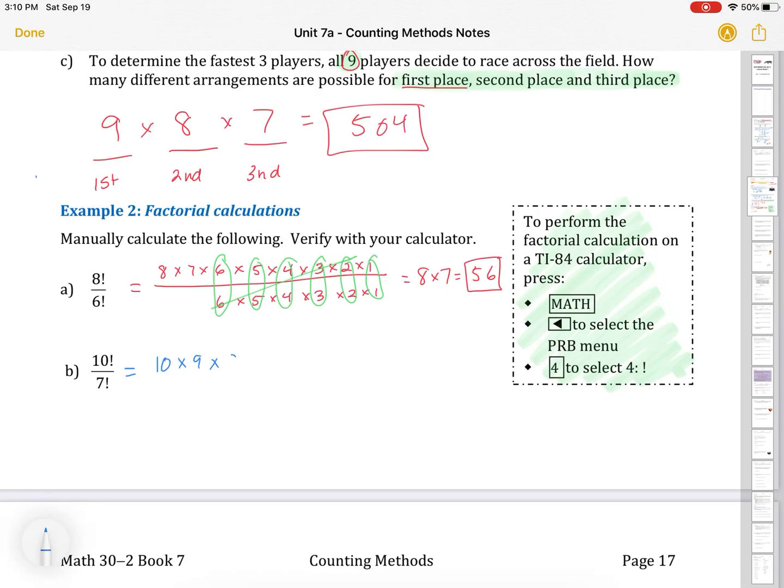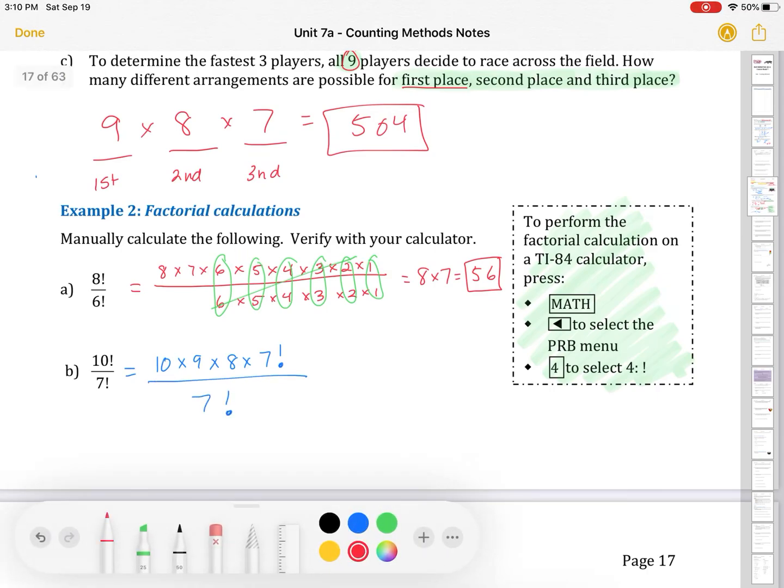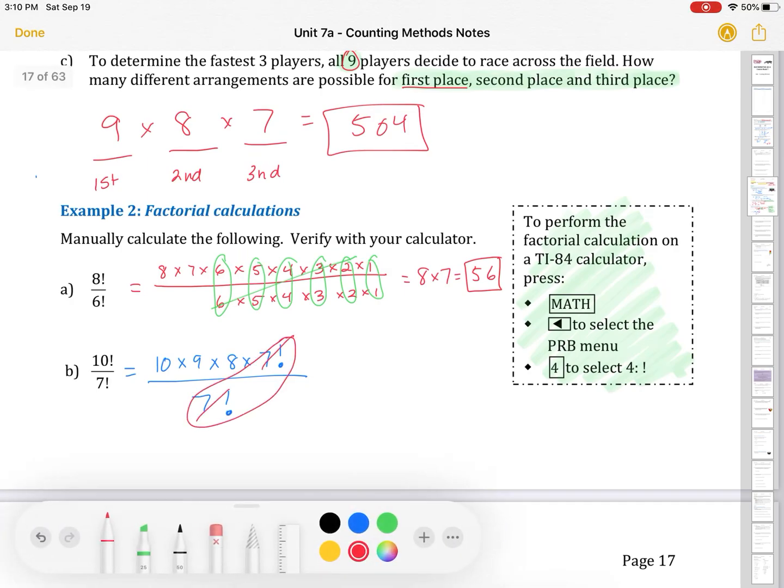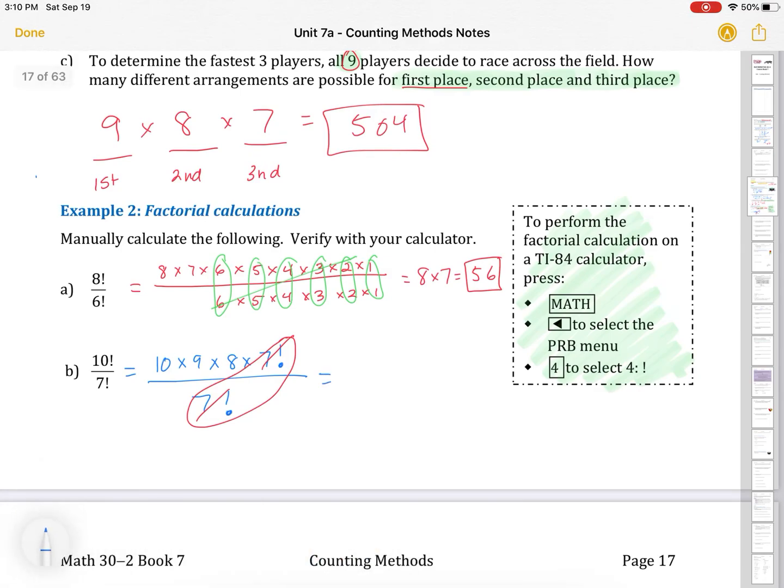But here's the other thing. I don't need to write all this out when I'm thinking about it. I can write 10 times 9 times 8 times 7 factorial, right? Because that's 7 factorial would be 7 times 6 times 5 times, etc. all over 7 factorial. These are the same, so they divide out.